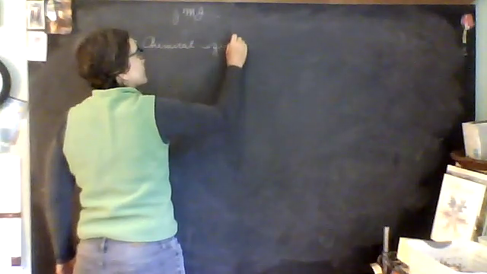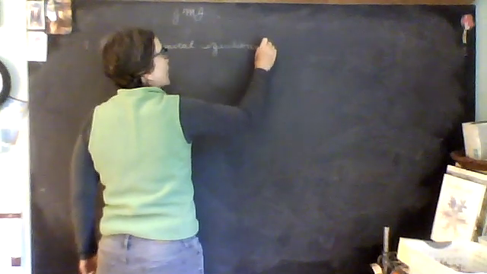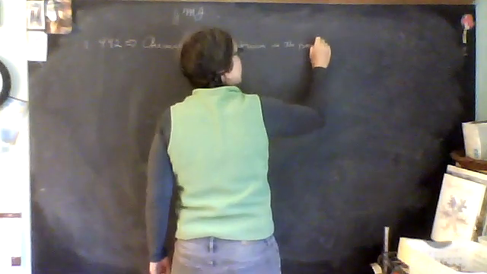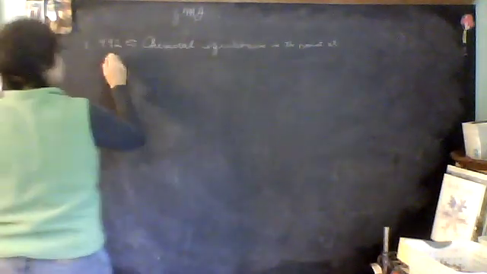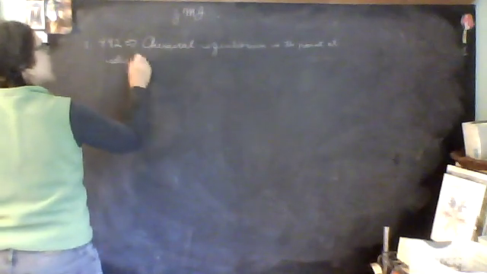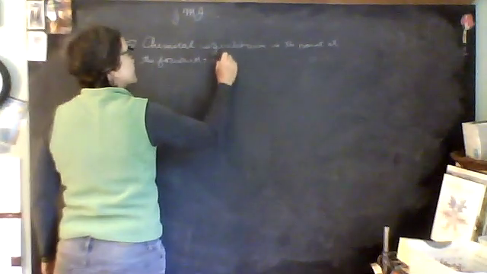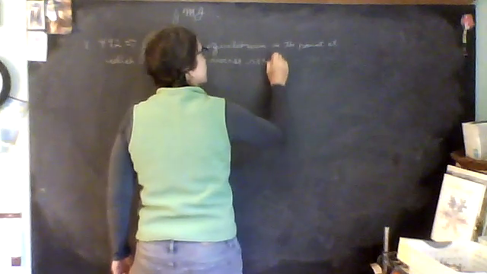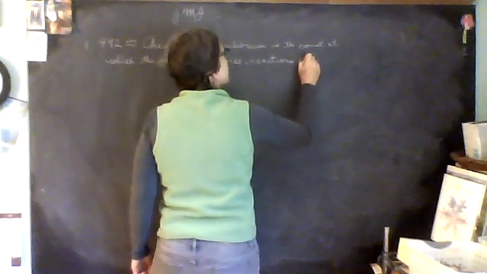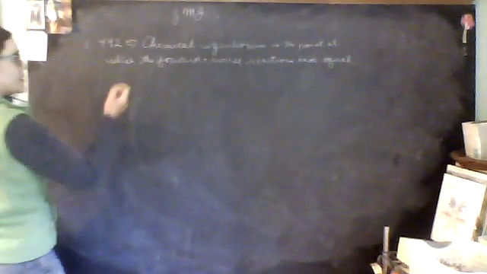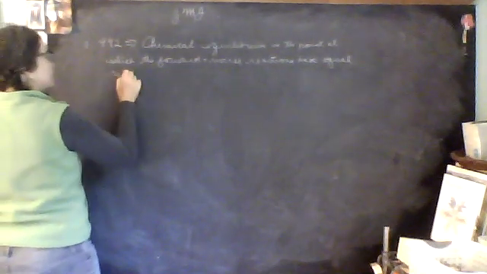Chemical equilibrium is the point at which both the forward and reverse reactions in a chemical equation have equal reaction rates. Of equal, I'm going to leave out of a chemical equation because that's what I'm talking about. Of equal reaction rates. Good?